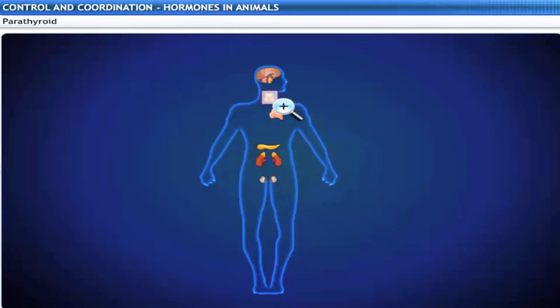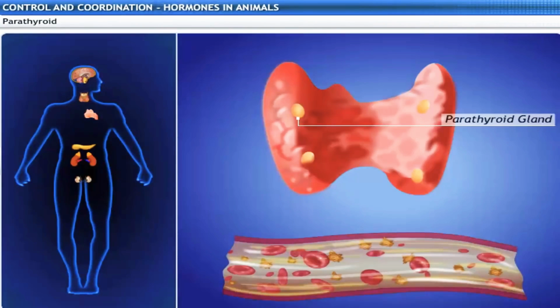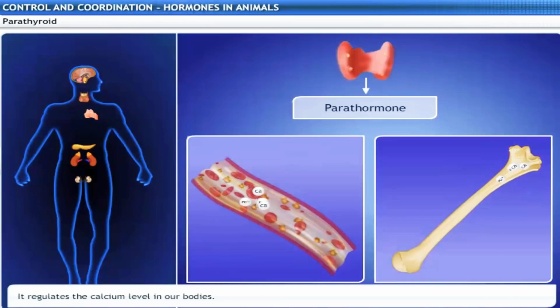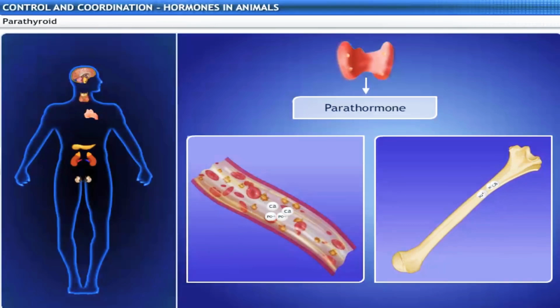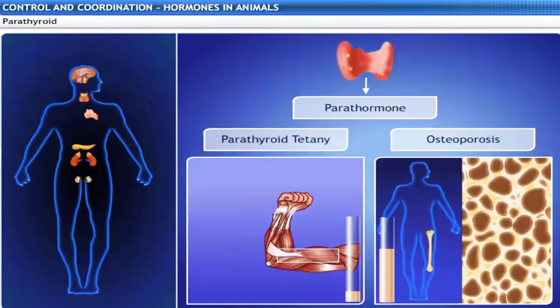Parathyroid glands are two pairs of small, oval-shaped glands embedded on the dorsal surface of the thyroid gland in the neck. They secrete a parathyroid hormone, or parathormone. Parathormone helps in the regulation of calcium and phosphate ions in bones and blood. Hyposecretion leads to parathyroid tetany, and hypersecretion causes osteoporosis.